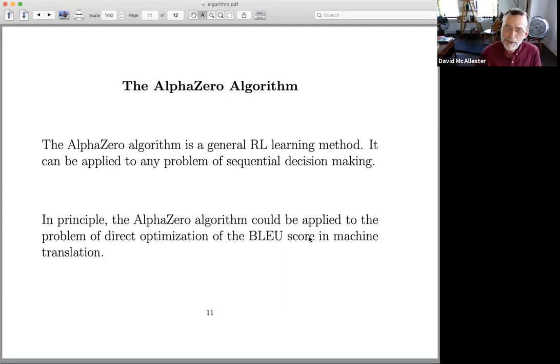So in principle, the AlphaZero algorithm is a general reinforcement learning algorithm. It could be applied to optimizing the BLEU score in machine translation, where you're thinking of selecting words as a sequential decision process. I'm not saying that's a good idea, but I'm just pointing out that AlphaZero is a general reinforcement learning algorithm. It's not tied to adversarial min-max games.